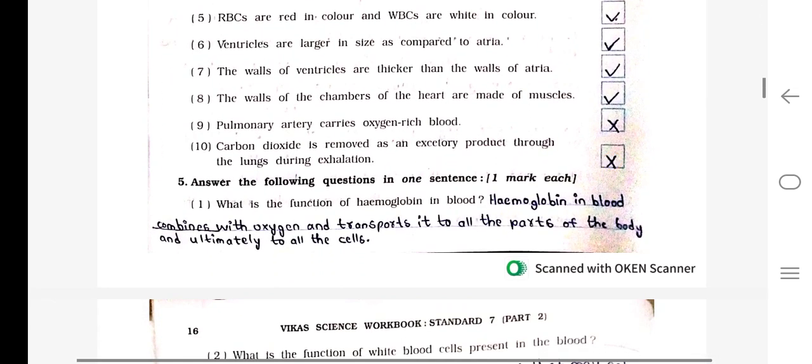Number 10. Carbon dioxide is removed as an excretory product through the lungs during exhalation. Wrong. Question number 5. Answer the following questions in one sentence. Number 1. What is the function of hemoglobin in blood? Answer. Hemoglobin in blood combines with oxygen and transports it to all the parts of the body and ultimately to all the cells.